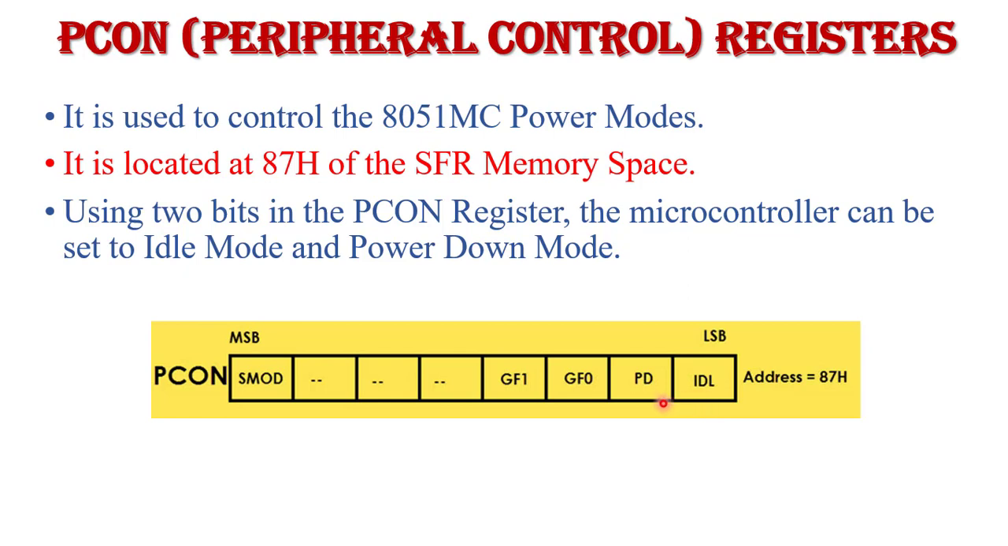Next is power down mode. In case of power down mode, the oscillator will stop and the power will be reduced to 2 volts. To terminate the power down mode, we have to use the hardware reset. Other than these two bits, the GF1 and GF0 bits are basically used as general purpose flag bits. These bits are used by the programmer during execution. Now the most significant bit defines a special function. This is SMOD. This bit is used to control the baud rate of the serial port. So in this way the PCON register is functioning.